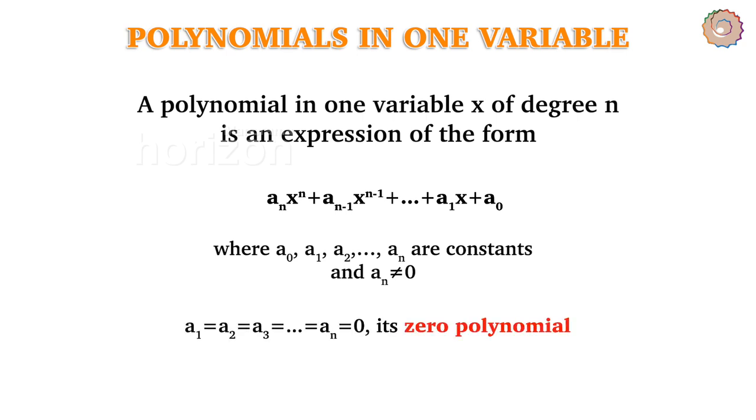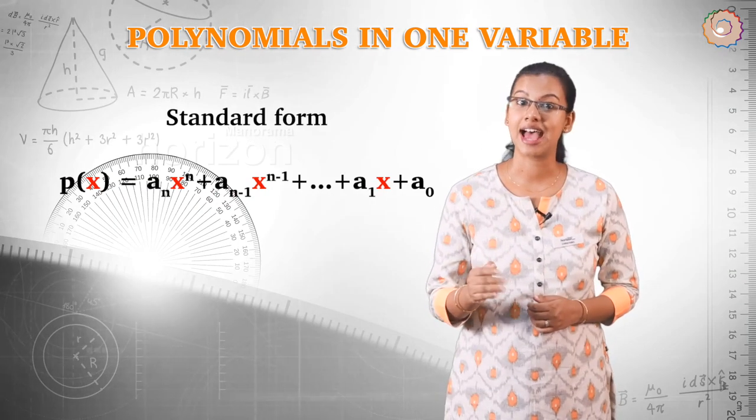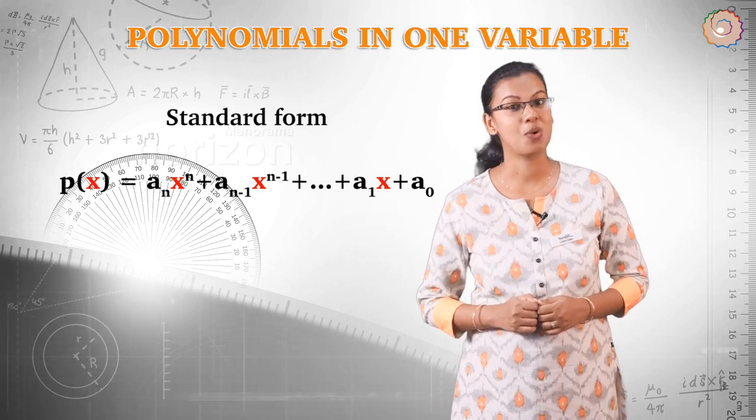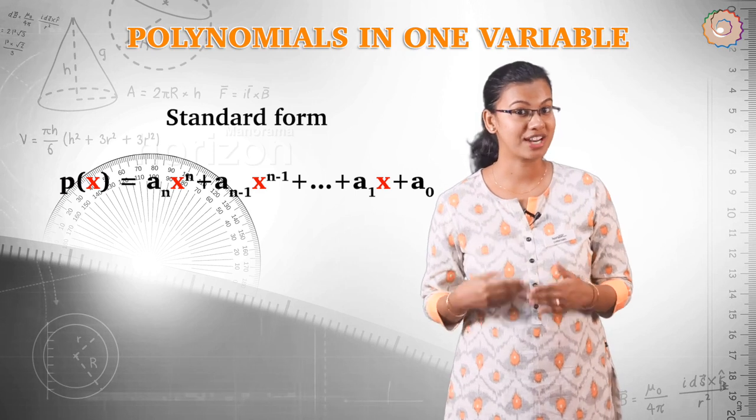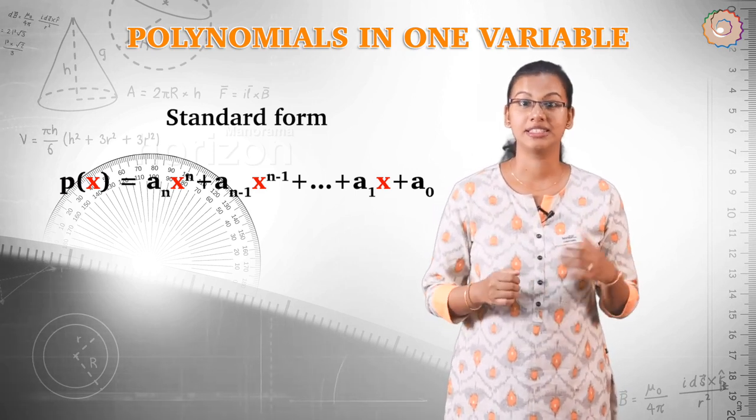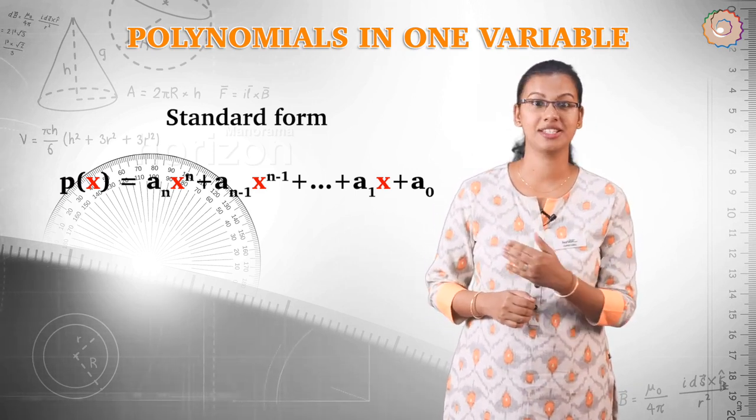And if a_1 equals a_2 equals a_3 equals etc. equals a_n equals 0, that is, all the constants are 0, then it's the zero polynomial. Also, we can symbolize a polynomial in one variable x as p of x or q of x. This is the standard form of a polynomial in one variable. Since x is a variable and can have different values, correspondingly the value of p of x changes.